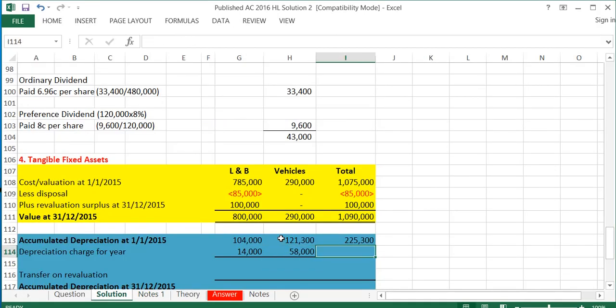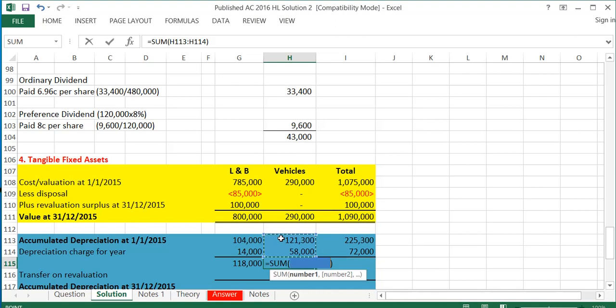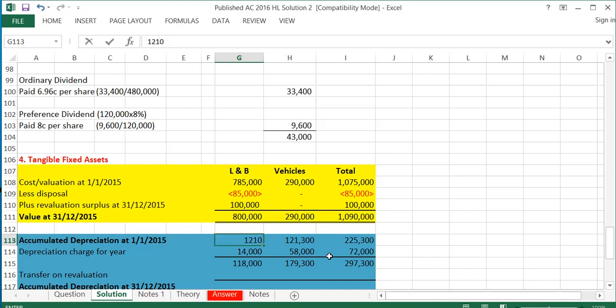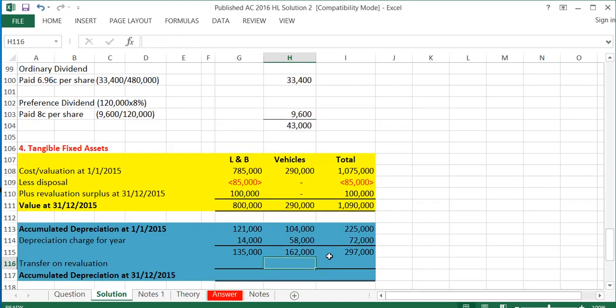Comes to 58,000. So in total they come to 72,000, and again I'll add those down. Now the transfer to the revaluation. And sorry, this should be the other way around. The land and buildings is the 121. And the vehicles is 104. I just put those in the wrong way around. Okay, now the transfer to the revaluation.